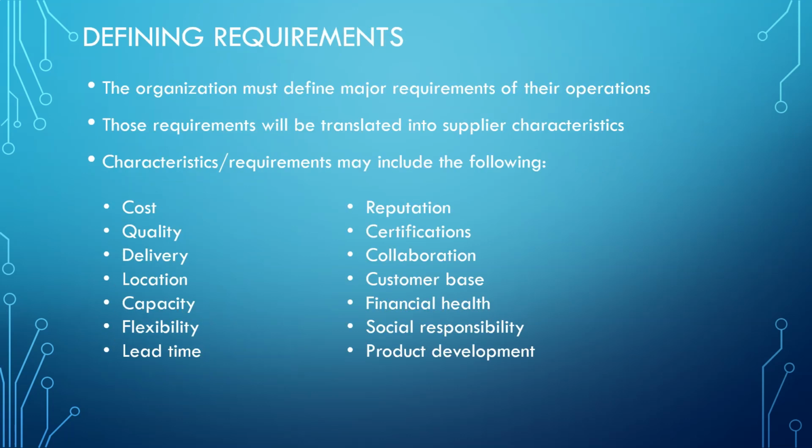In the first step of the supplier selection, the organization must define major requirements of their operations. Those requirements will be translated into supplier characteristics. Characteristic requirements may include the following. You might look at the cost, the quality, the delivery, the location, the capacity, the flexibility, the lead time, the reputation, certifications, collaboration, customer base, financial health, social responsibility, and product development.